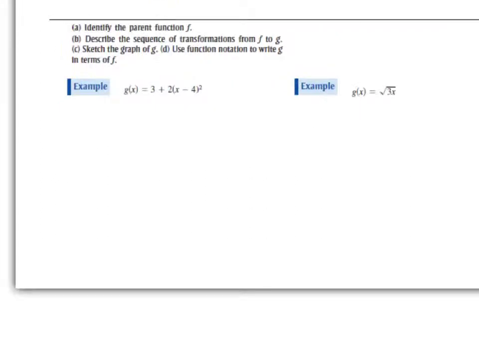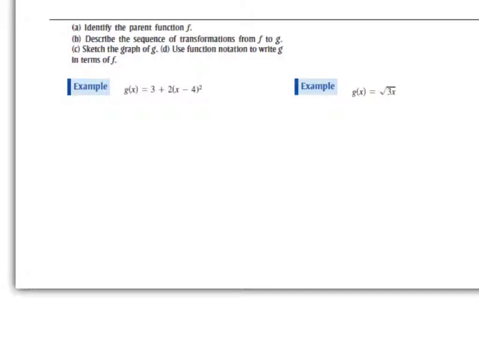So the first thing we want to do is identify what the parent function is. Notice that we have an x squared. So my parent function is going to be y equals x squared. Now, as far as the actual transformations, going from the original, which we will call f of x.